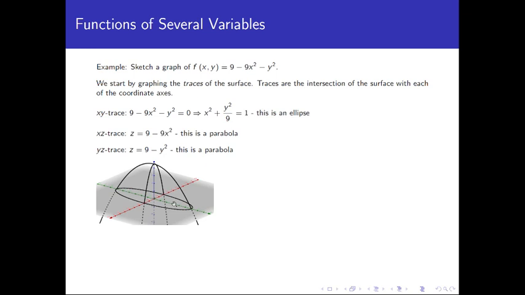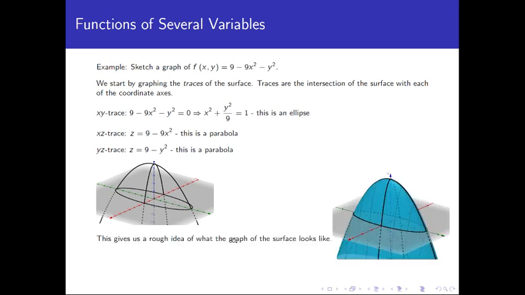And now we get a pretty good idea of what's going on with this graph. Right? So here is our trace, here's our trace, here's our trace. We see those three traces. And we get this particular type of shape, which is called an elliptic paraboloid. You can probably see pretty quickly where those words come from, the elliptic and the paraboloid, just by the traces that we got.